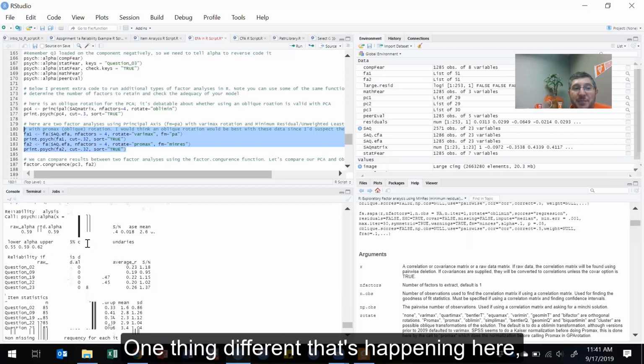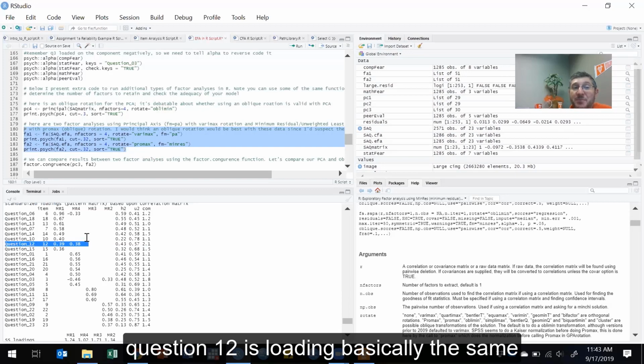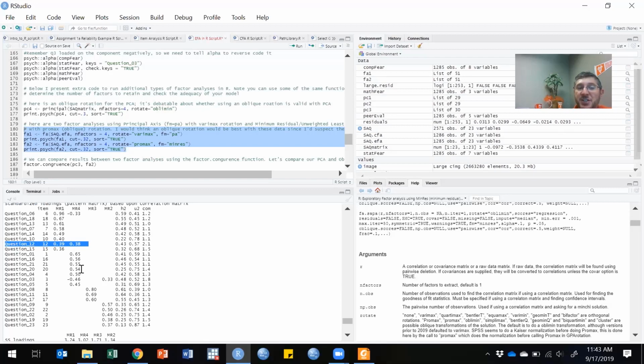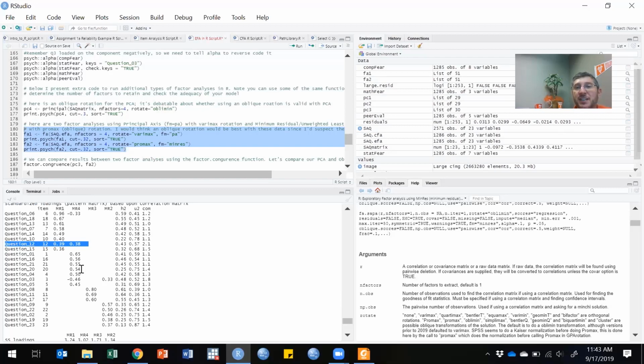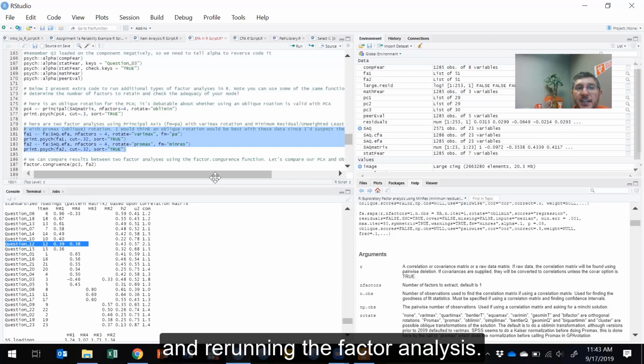One difference happening here: question 12 is loading basically the same on factor 1 and factor 2. That was the computer sphere and statistics sphere items. So we might want to consider dropping it from the analysis and rerunning the factor analysis.